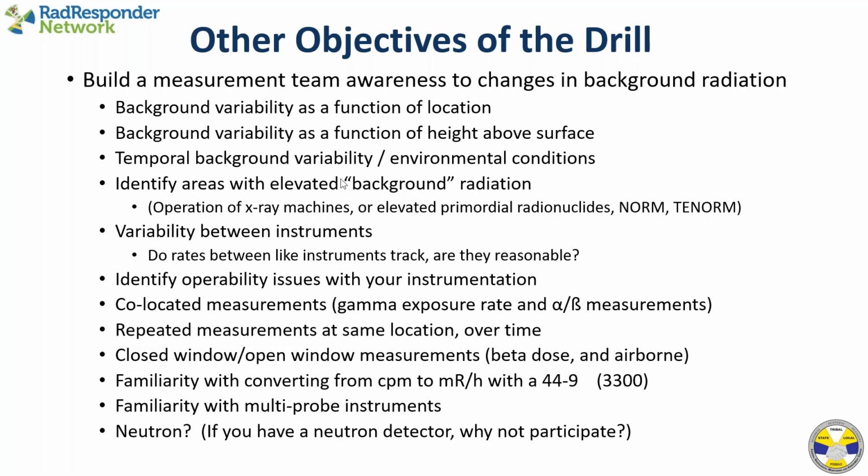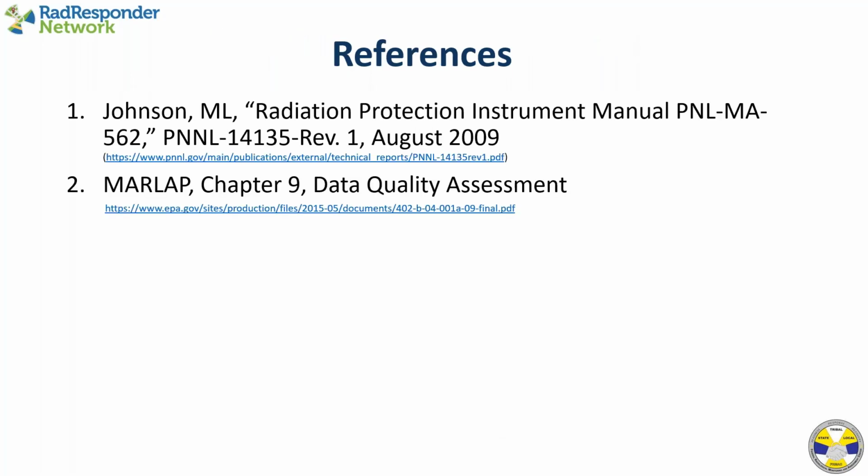And then last year we had no neutron measurements, but hey, nobody knows whether there could be a plutonium-beryllium source, a PuBe source. Who knows what type of source could be involved in an accident that would result in neutron exposure. So if you have neutron instruments, why not make them part of the drill? Again, just to reinforce your familiarity with the instrument, to get you to use the instrument and look at your program for using that instrument, and then, of course, entering the data into RadResponder. And then a few references.